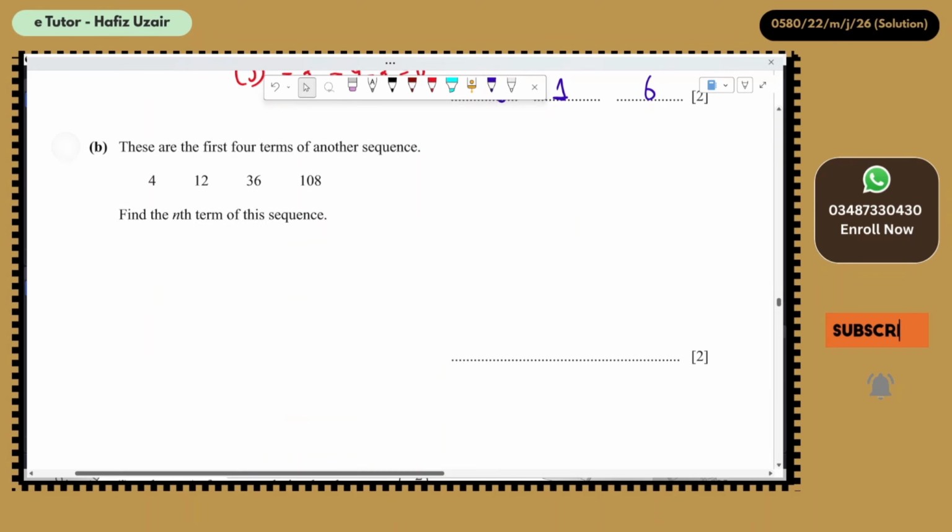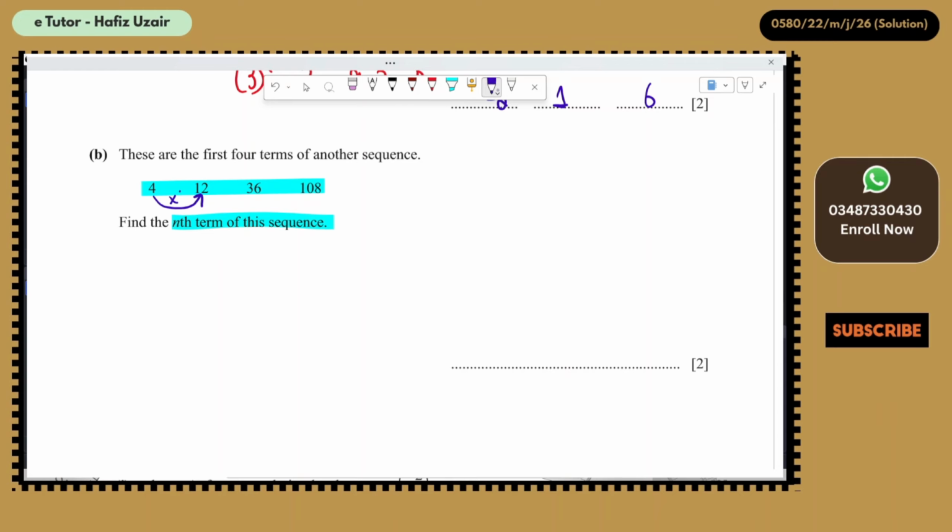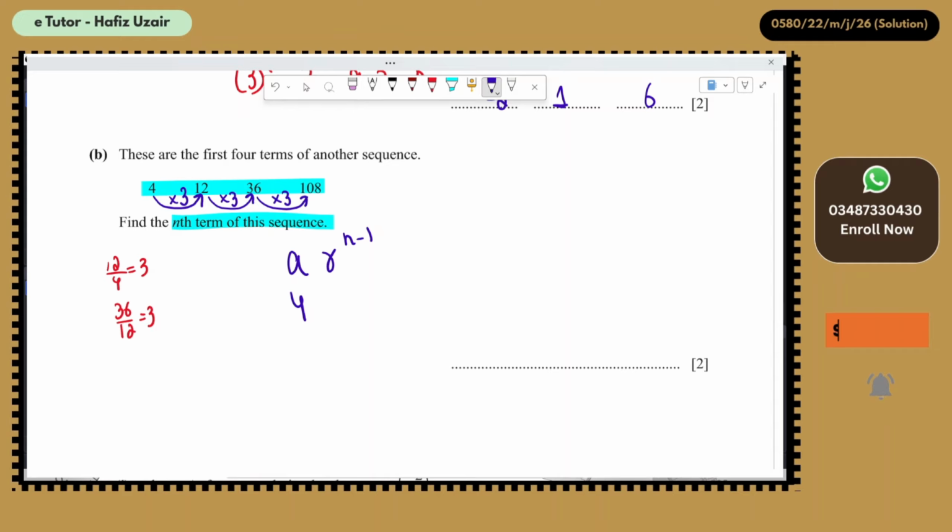All right, let's move to B part of this question. You are given this sequence. You need to write the nth term of this sequence. You can check that this is a geometric sequence. You need to multiply by 3, and here 12 times 3 is 36, 36 times 3 is 108, and the general formula for this is a into r to the power n minus 1. So a is 4 and the common ratio is 12 divided by 4, which is 3, and 36 divided by 12 is 3, so the common ratio is 3. So your answer will be 4 into 3 to the power n minus 1.